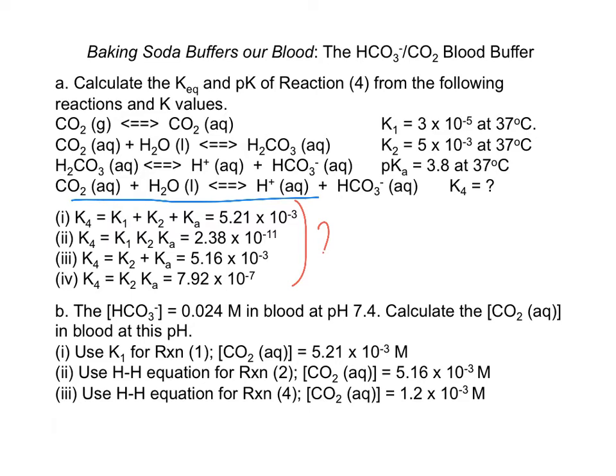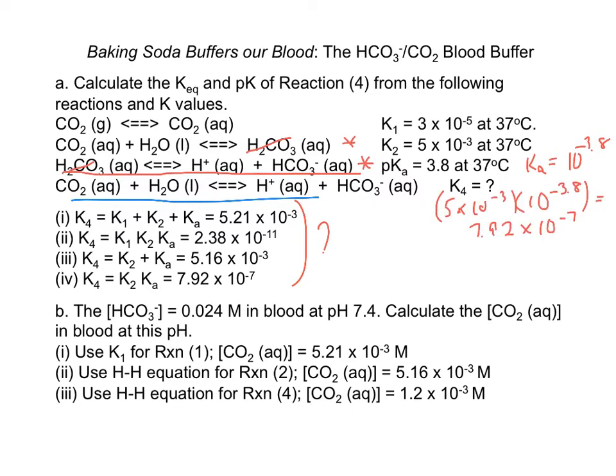Okay, so here's a hint. Add these two equations together and you'll get the equation we want. Convert pKa to Ka, multiply Ka by K2, and we'll get K4. This number tells us that not much CO2 reacts with H2O to form H plus and HCO3 minus.